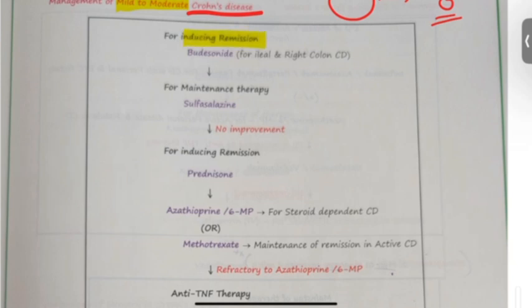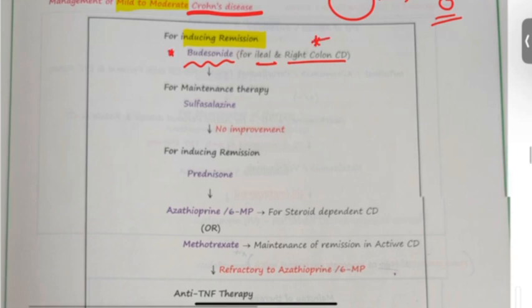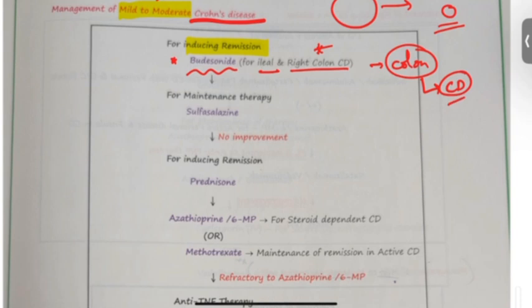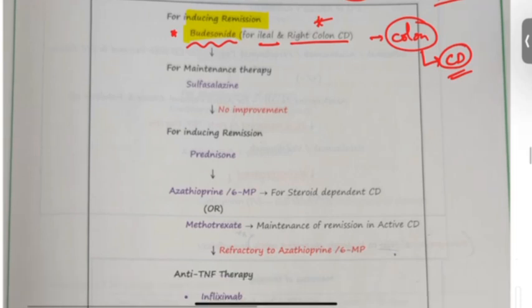For inducing remission we will usually go for budesonide for the ileum and right colon. So suppose there is an ulcer in the colon, Crohn's disease is affecting the colon or right colon, basically the ascending colon or ileum, then we will induce remission by budesonide. After that for maintenance we will go for sulfasalazine.